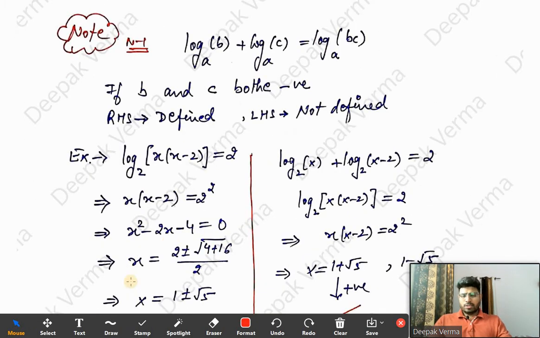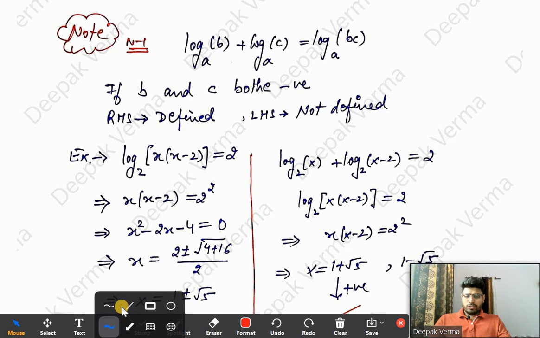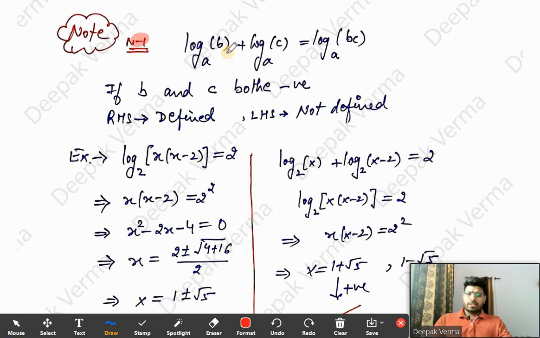Now there are a couple of points that should be kept in mind. First, we have log b plus log c equals log b into c, base a. We already know this. There is nothing new in this. Why are we telling you? Look, this is defined only if b and c are positive. If we have b and c both negative, you can see the right hand side is positive, that is defined, but the left hand side is not defined because the argument will become negative.